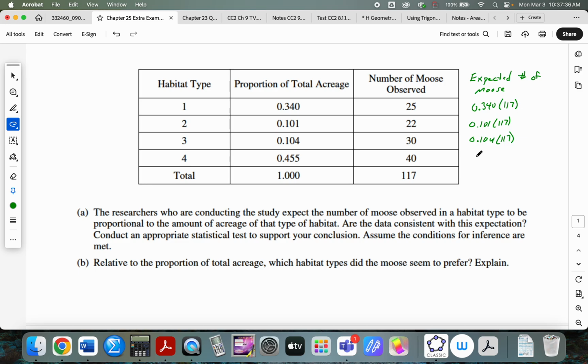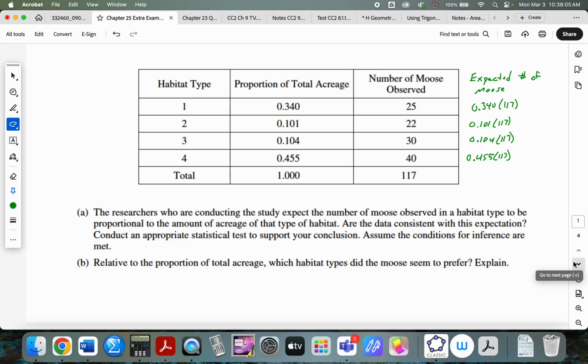We don't do total, right? No, you do not put in total. So why again? I always forget. I understand the proportion of each acreage you multiply it, but why wouldn't you multiply it by 25, or 22 or something? Because it's a proportion of the total moose. 25 is how many we saw. What we want to know is how many do we expect to see?